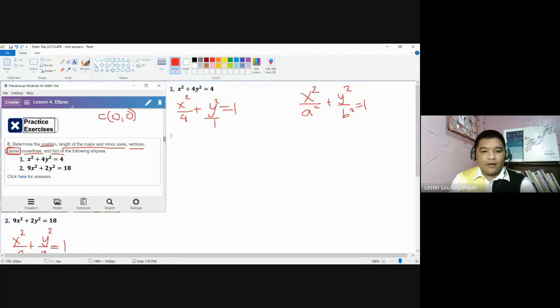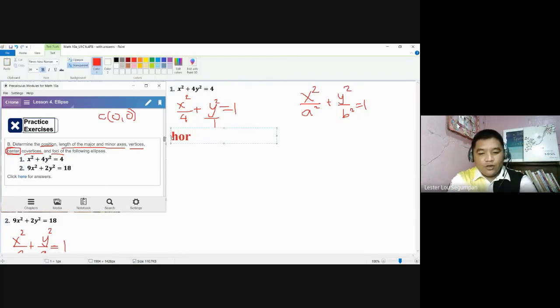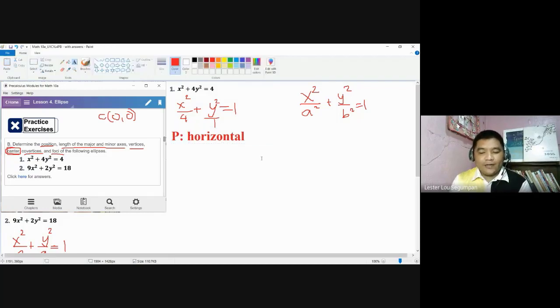So let us again write it here: horizontal. Right, this is the position. Let's have here the position for the ellipse, horizontal here. Because again, the value of the denominator which is larger than the other is the denominator of the x squared. And being x as the horizontal axis, the ellipse is also stretching horizontally.